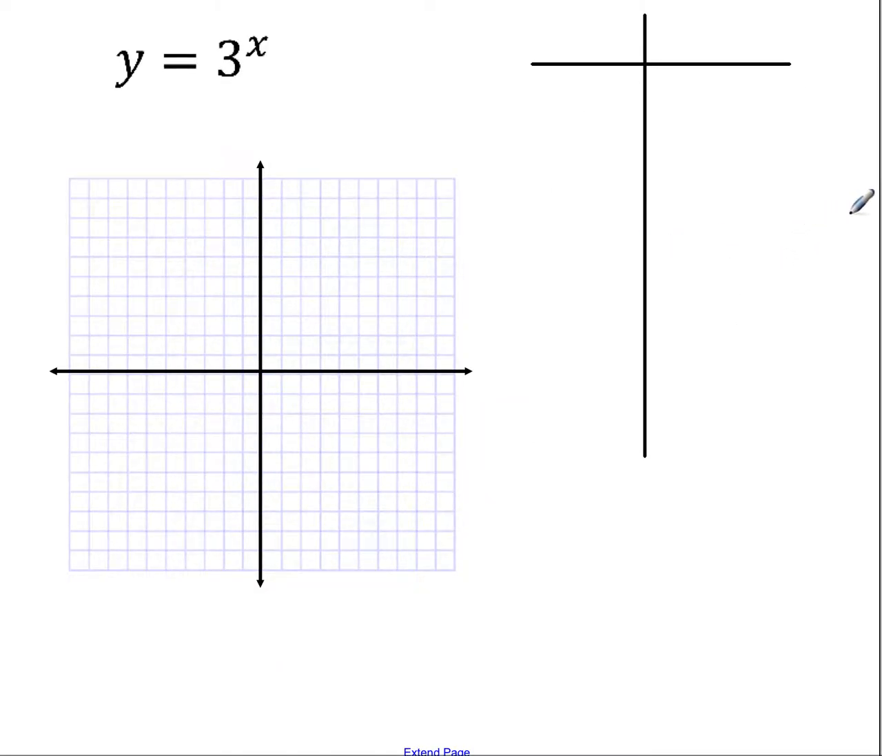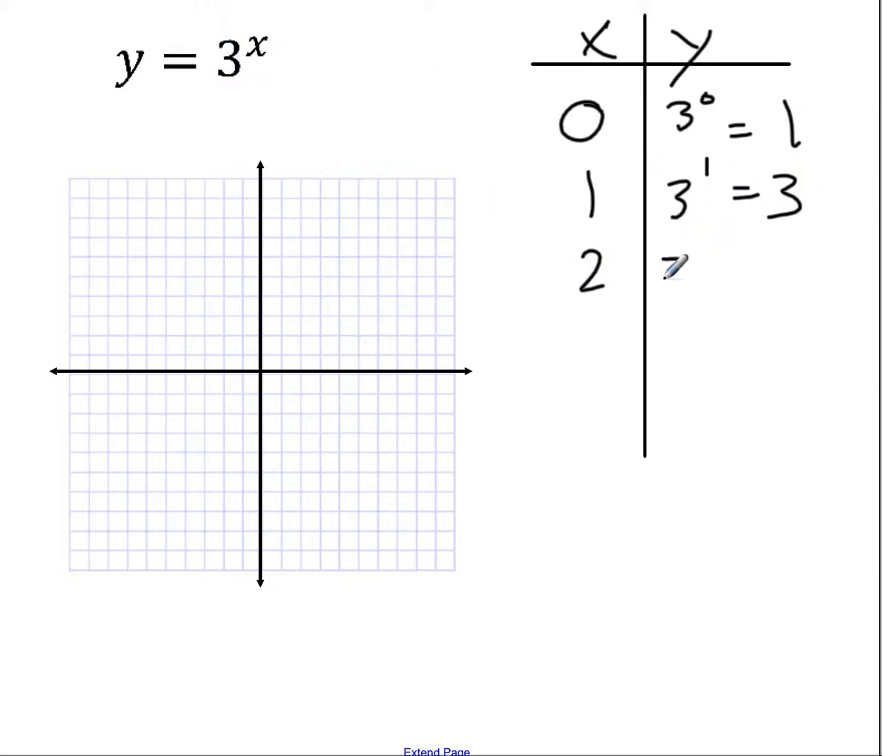So if I were to do y equals 3 to the x, now there's no word problem to go along with this. I'm going to put my x over here and my y over here, because when in doubt, I have no idea what this looks like, I'm going to make a chart. I'm going to start with 0. So I have y equals 3 to the 0th power. 3 to the 0th power is 1. If I put a 1 in here, I have 3 to the first power. That's 3. If I put a 2 in here, I have 3 to the second power. That's 9. If I put 3 in here, I have 3 to the third power. That's 27. And this is getting pretty large.